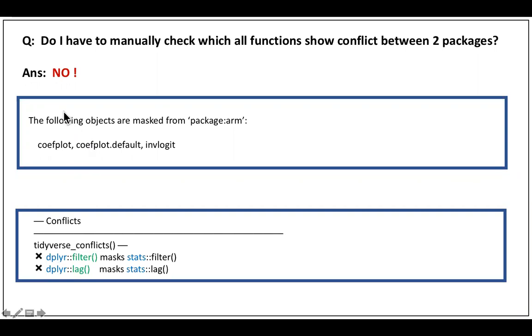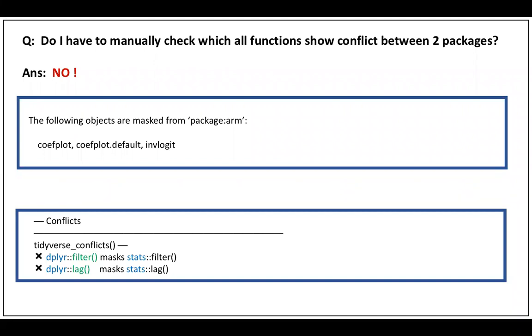If I load ARM and coefplot, and I'm not using any of these three functions, I don't mind. That's fine. But if I'm using one of those, then I have to use the double colon to specify where my function is coming from, which package I am calling the function from. So we have to remember that. If you try to use something, will it automatically report that you've got to specify this?